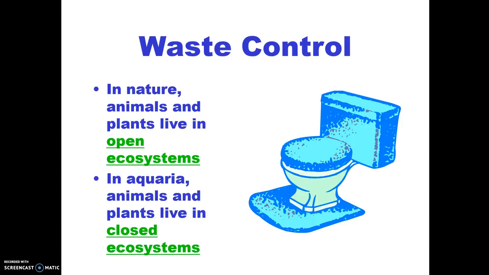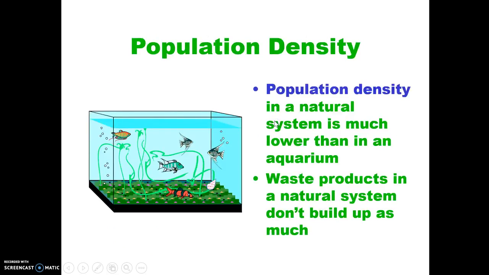Because of this, we have to take special precautions to make sure that waste does not become a major issue. Population density is the first one of those precautions.